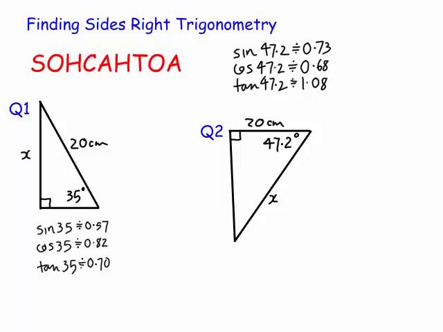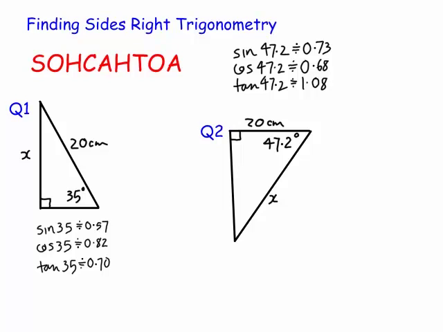As you can see here, sine 35 is approximately 0.57, cosine of 35 is about 0.82, and the tan of 35 is about 0.70. And the same for sine, cos and tan of 47.2, and you can see tan 47.2 is about 1.08. These are the ratios of the side lengths for that particular angle, and we're going to use this idea of setting up ratio equations to solve for the unknown variable x. First, we have to work out what ratio to use in each of the triangles.